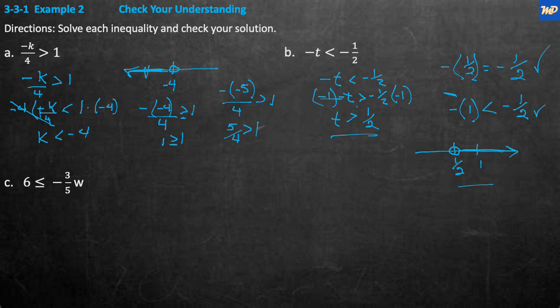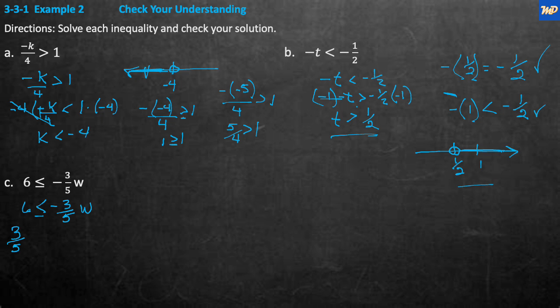Let's do C. 6 less than or equal to negative 3/5 W. So we have to unwind the W from its negative 3/5, and you do that by multiplying by the reciprocal. Excuse me, it's not negative 3/5.